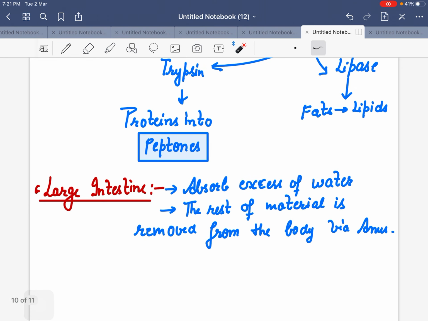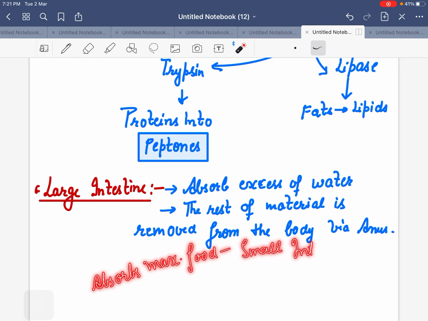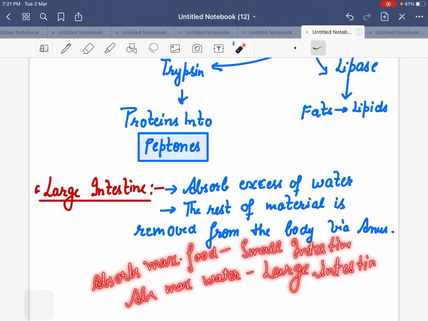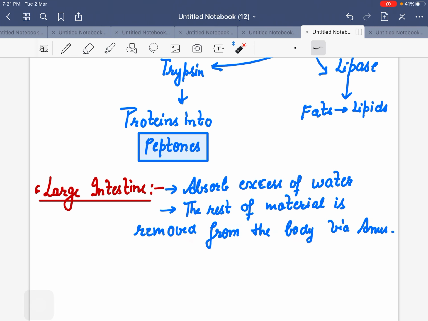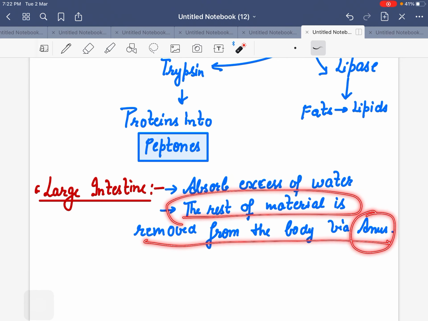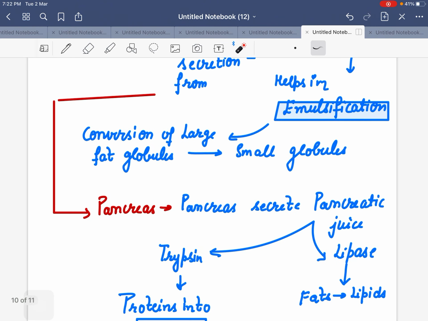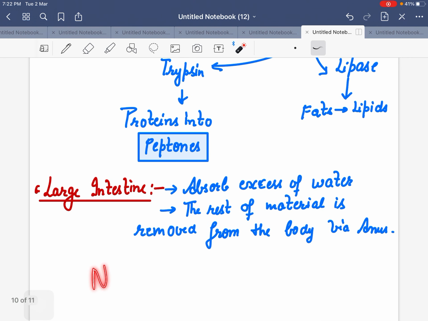Now the last one is the large intestine. If the question comes who absorbs maximum food, the answer will be small intestine. If the question comes who absorbs maximum water, the answer will be large intestine. And after absorbing every single drop of water, the rest of the undigested material is removed from the body via the anus. So this is the complete picture of nutrition in human beings, right?